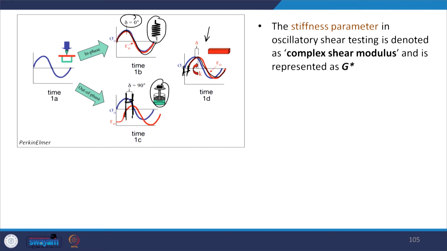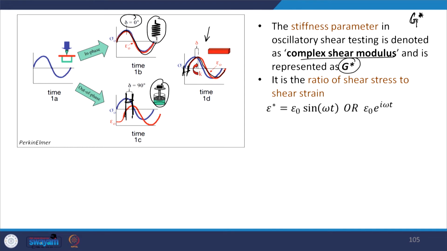With this let us move forward. In rheological experiments, when we have the input load, which can be a strain or stress, and the corresponding response in terms of stress or strain, you can also define a stiffness parameter. In oscillatory shear testing, the stiffness parameter is denoted as the complex shear modulus, represented by G star. Here star represents that there is a complex behavior in the material, and G represents that we are talking about the shear modulus. So, how do you define a complex shear modulus? It is the ratio of the stress to the shear strain.